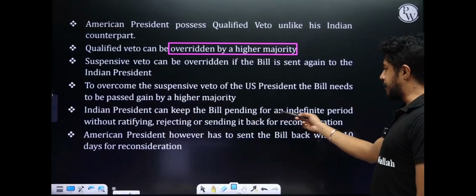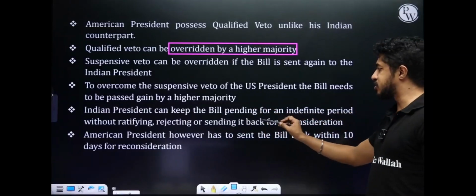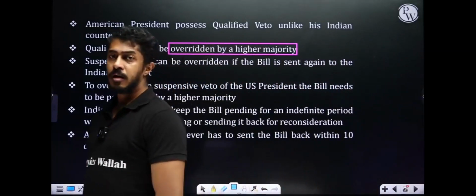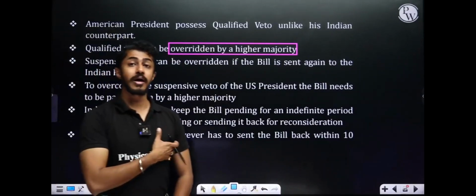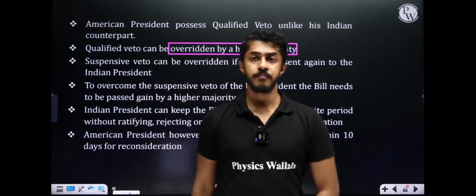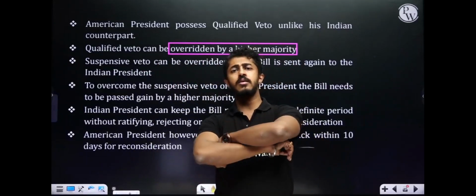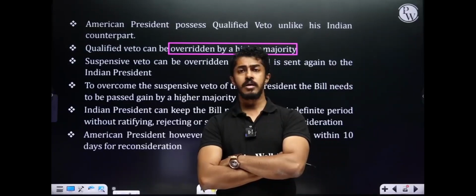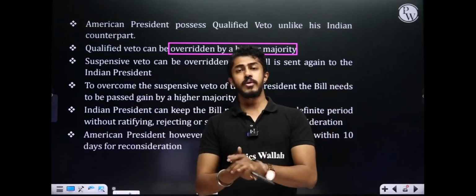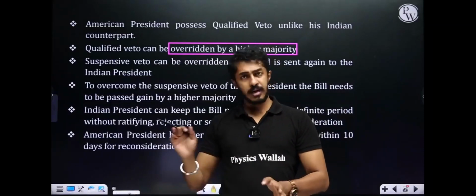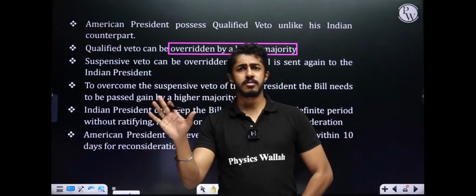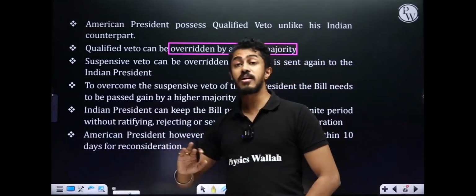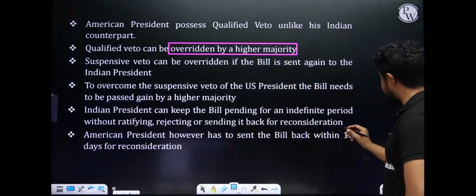The Indian president can keep the bill pending for an indefinite period without ratifying, rejecting, or sending it back for reconsideration. That means the pocket veto. That is why we say the Indian president's pocket is bigger than the American president's pocket. Why? Indefinitely sit on it. Sign karoge, maalum nahin, kab karoge, maalum nahin. Will you ever sign it? That also I don't know. Bill is lying here on my table, let it lie here. No action. The American president, however, has to send the bill back within 10 days for reconsideration. There is a definite timeline put up.